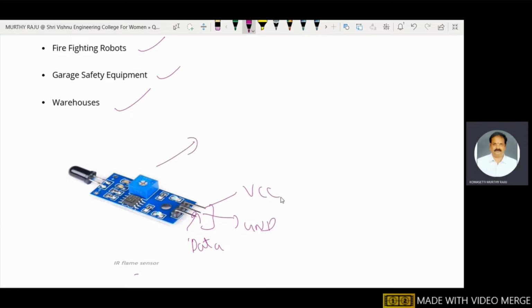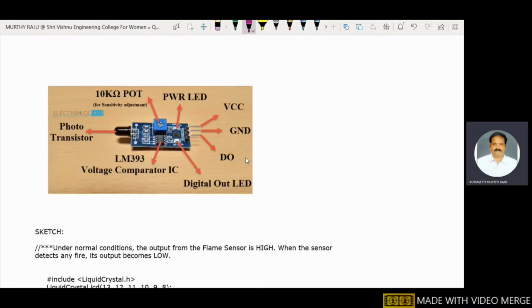This is the IR flame sensor diagram. Next, these are the important points of the IR flame sensor. Here is the 10 kilo ohm pot. The PWR LED glows for operation. This one is the phototransistor. This one is the LM393 voltage comparator IC. Here is the digital output LED. Two LEDs are there.